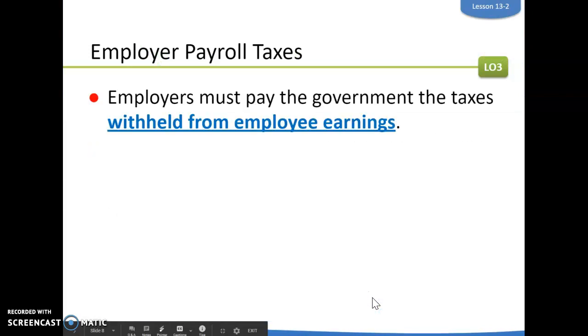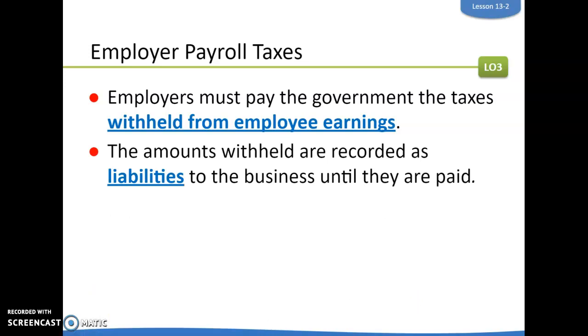Employers must pay the government the taxes withheld from employee earnings. So what we've been calculating in those payable accounts, we are responsible as a corporation to pay the government these taxes. So the amounts withheld are recorded as liabilities, again, those payable accounts we've had to the business, until they are paid.